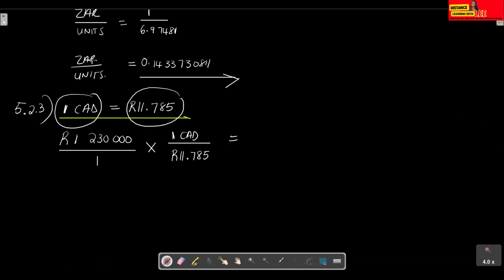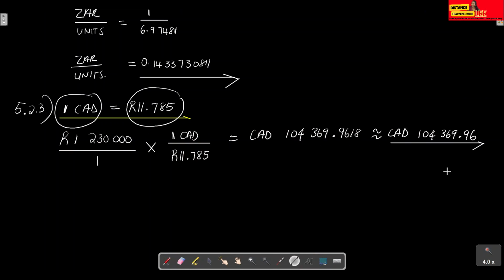If you punch that into your calculator, you'll get a value that amounts to, the CAD actually needs to come to the front, 104,369.9618, which is approximately equal to, you just round it off to 2 decimal places.